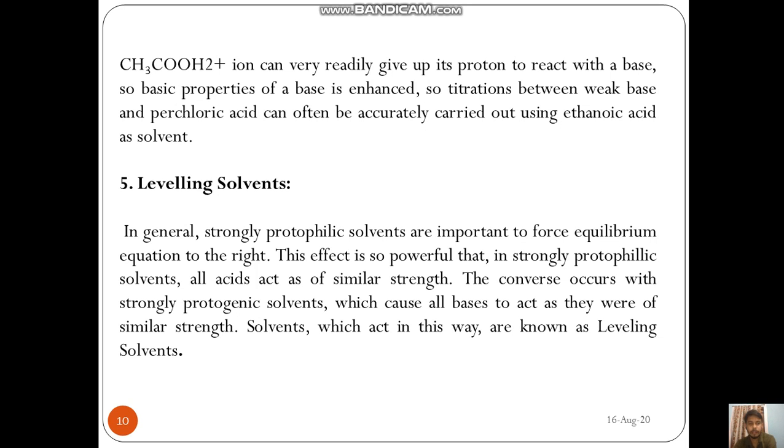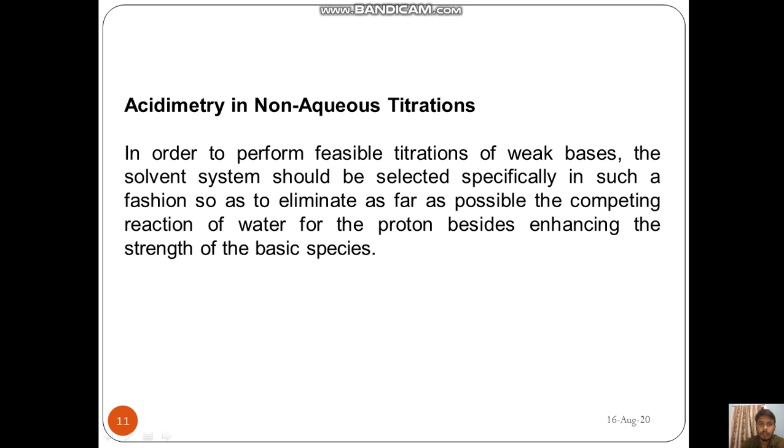And after that we have the leveling solvent. In general, strongly protophilic solvents are important to force this equilibrium equation to the right, and this effect is so powerful that in strongly protophilic solvents, all acids act as if they were of similar strength. The converse occurs with strongly protogenic solvents, which cause all bases to act as if they were of a similar strength. Solvents which act in this way are known as leveling solvents. So this is the leveling solvent.